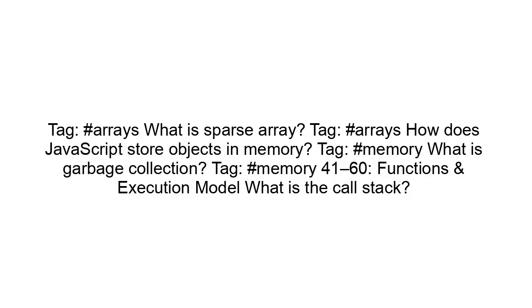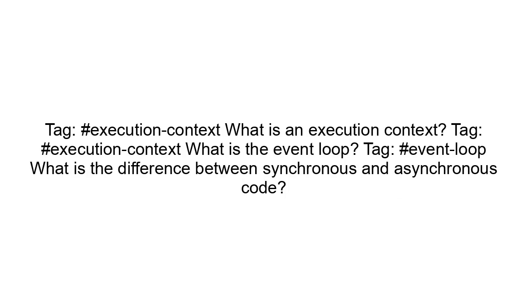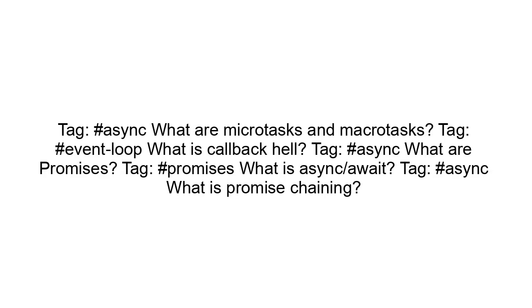41 to 60. Functions and execution model. What is the call stack? Tag: execution context. What is an execution context? Tag: execution context. What is the event loop? Tag: event loop. What is the difference between synchronous and asynchronous code? Tag: async. What are microtasks and macrotasks? Tag: event loop. What is callback hell? Tag: async.